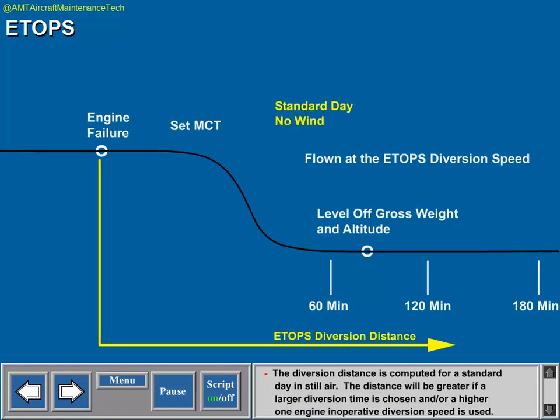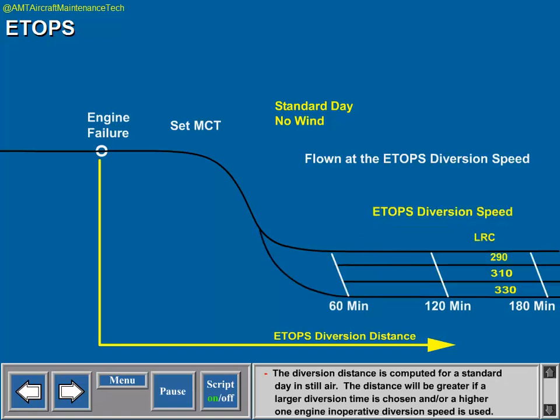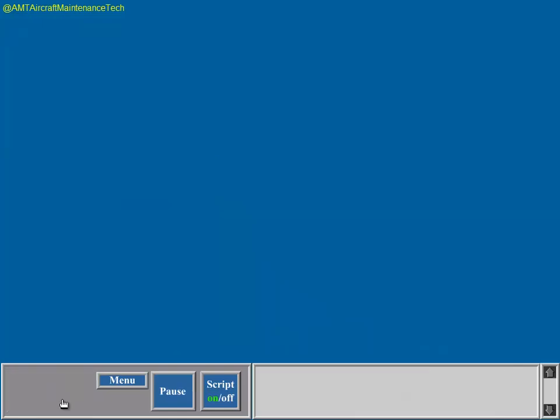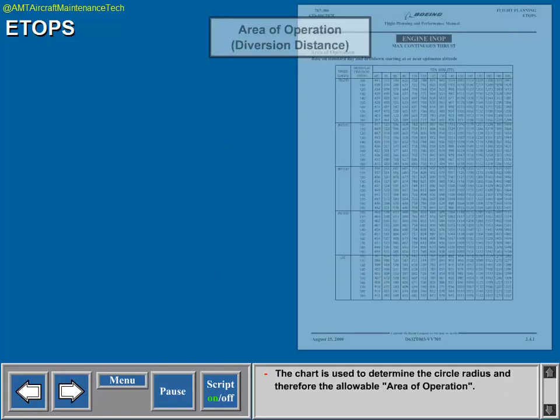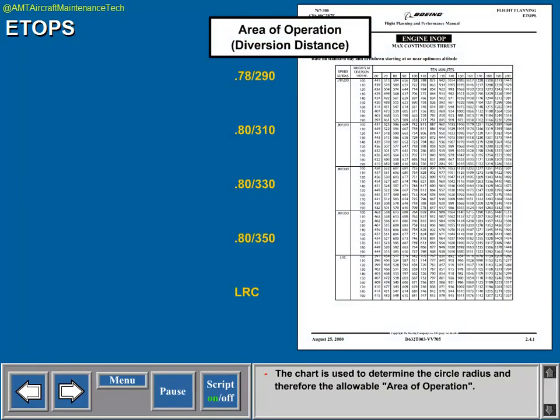The diversion distance is computed for a standard day in still air. The distance will be greater if a larger diversion time is chosen and/or a higher one-engine inoperative diversion speed is used. A diversion distance chart is applied in Chapter 2 of the Flight Planning and Performance Manual. The chart is used to determine the circle radius and therefore the allowable area of operation.